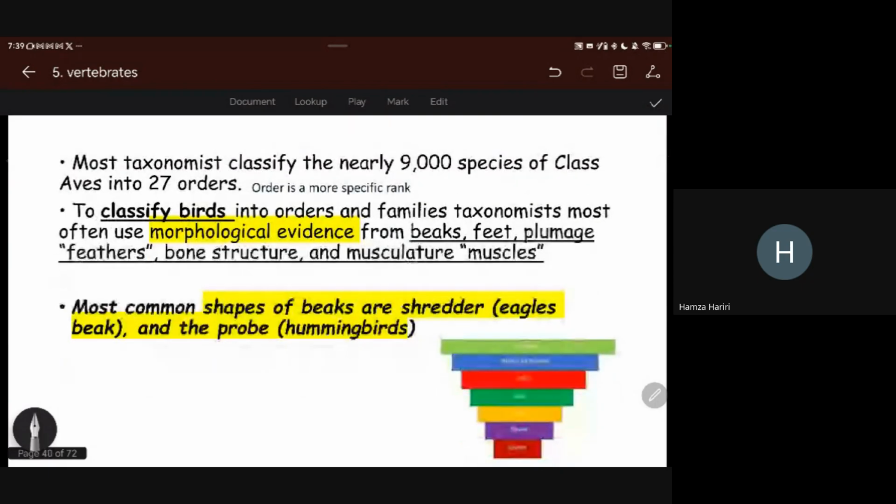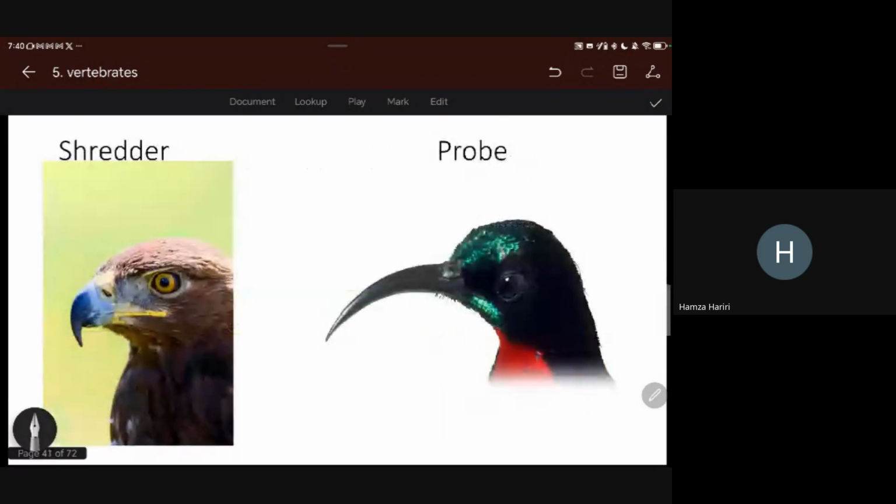Most taxonomists classify the nearly 9,000 species of class Aves into 27 orders. To classify birds into orders and families, taxonomists most often use morphological evidence. So how do they classify them? They classify them according to their shapes. What exactly in their shapes? Either their beaks, their feet, their feathers, or their bone structure, or their muscles. The most common shapes of beak are the shredder, like the eagles, and the probe, like hummingbirds. And this is what they look like.